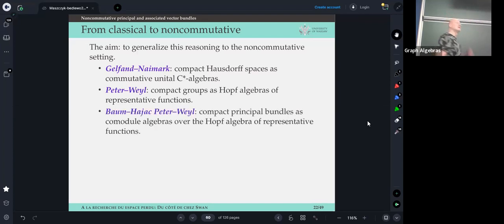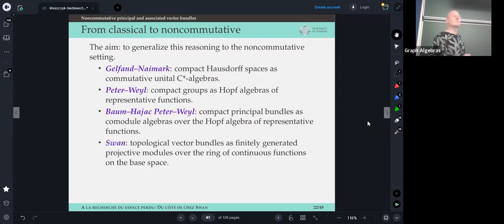Then we apply the principle which generalizes this Peter-Weyl theorem to the context of compact principal bundles, now with compact quantum groups, not only compact groups. Thanks to the Baum-Hajac Peter-Weyl version for compact principal bundles, we can think about principal bundles as comodule algebras over the Hopf algebra of representative functions. There should also be Kenny the Comer. Sorry, Kenny.